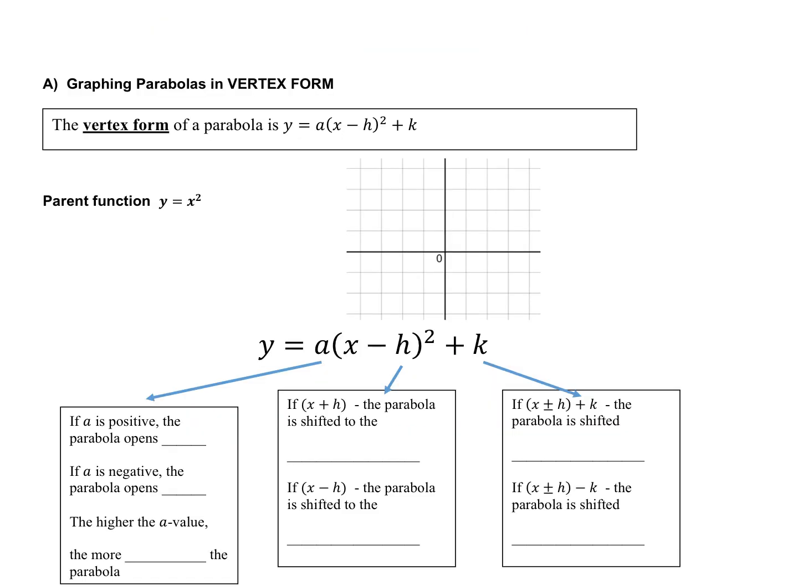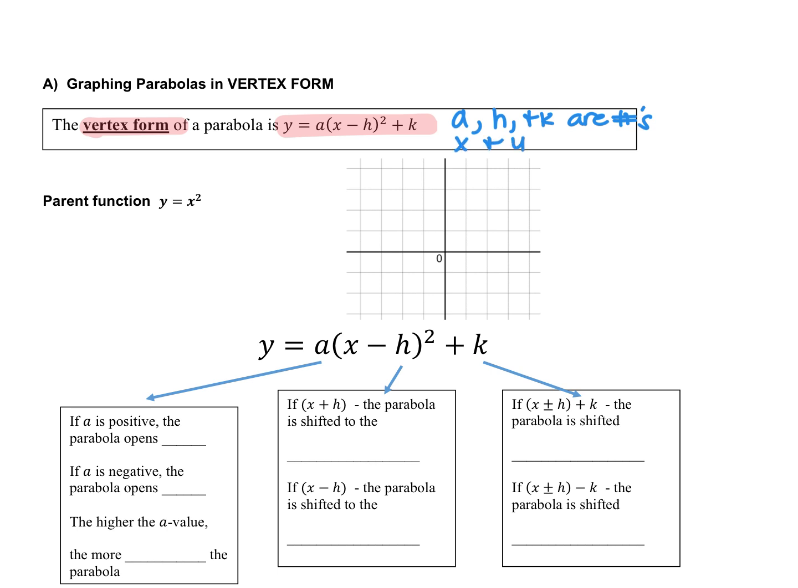So today we're going to talk about graphing parabolas. First, we're going to talk about vertex form, and then we're going to talk about standard form. Okay, so vertex form of a parabola is this equation here: y equals a(x minus h) squared plus k. For this, a, h, and k are all going to be numbers.